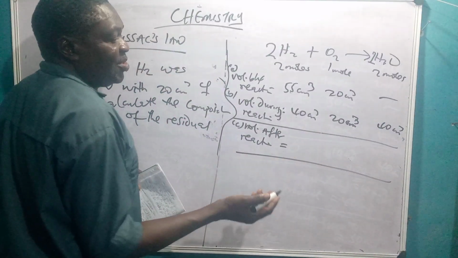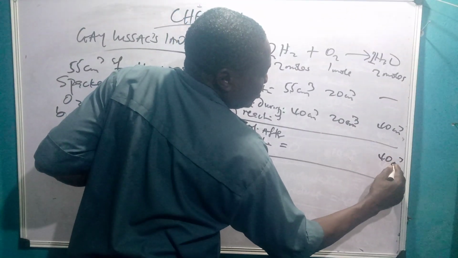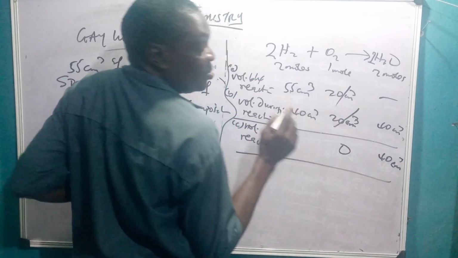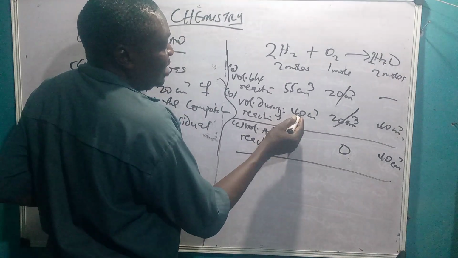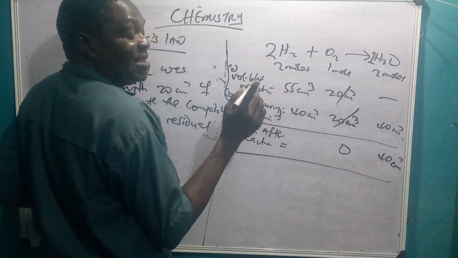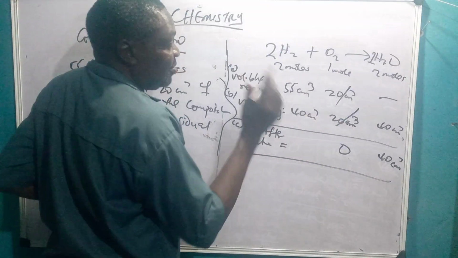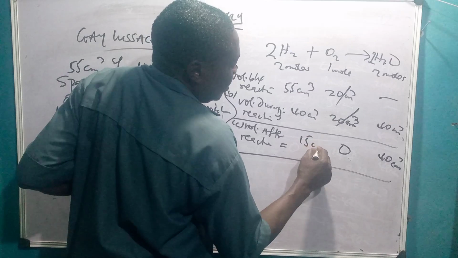So 40 here is the product. 40 cm³ is the product. This one will give you 0. One must give you 0. Don't forget that. What you are having, volume during reaction, is less than the volume of the reactant they gave you. Therefore, you are right. But remember, one must give you 0. Then you subtract, and you have 15 cm³.